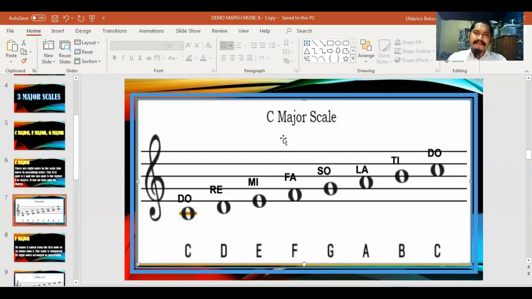So the C major scale, the do or the C is on the ledger line. And nakikita nyo, this is the standard. So the do, re, mi, fa, sol, la, ti, and the do. And corresponding pitch names here. The corresponding pitch name of do is C, re is D, mi, E, fa, F, sol, G, la, A, ti, B, do, C.